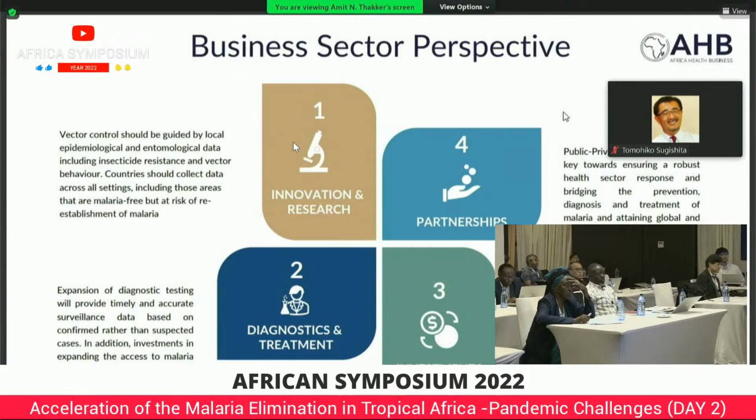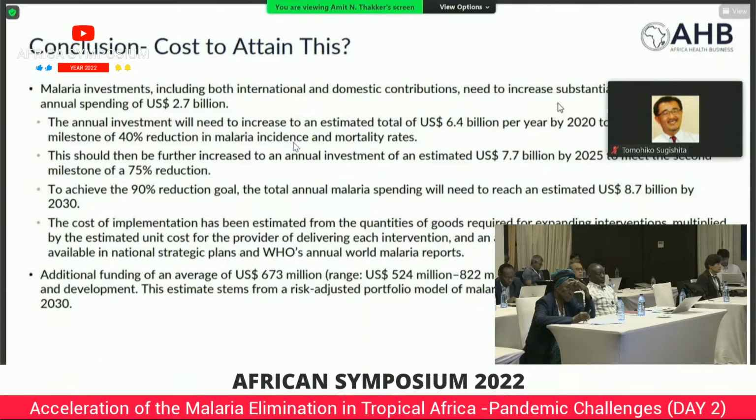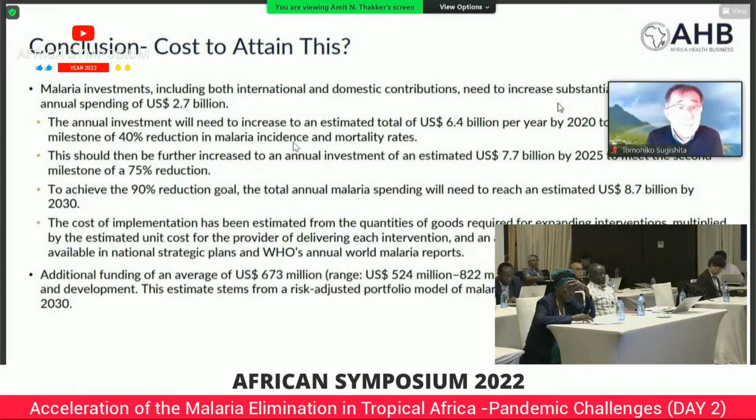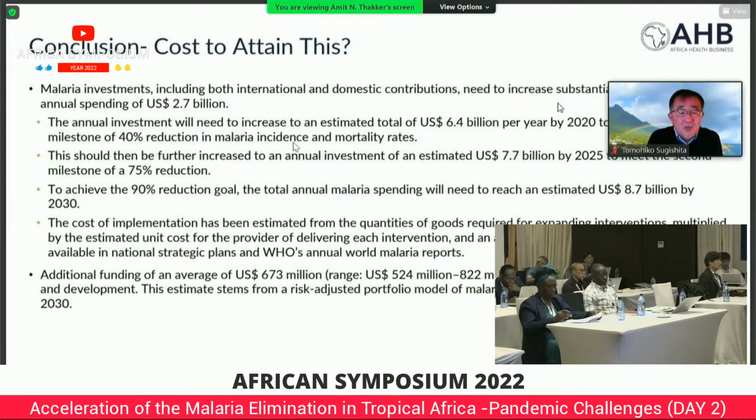This is going to lead to the conclusion of my presentation, where I mentioned both international and domestic contributions need to increase sustainably above the current spending. We are spending a few dollars on malaria, but we need to do more. There's absolutely no doubt that we need more funding in order to look after the future generation that is being unfairly hit by this burden of malaria, reducing life expectancy and the hopes of many children.